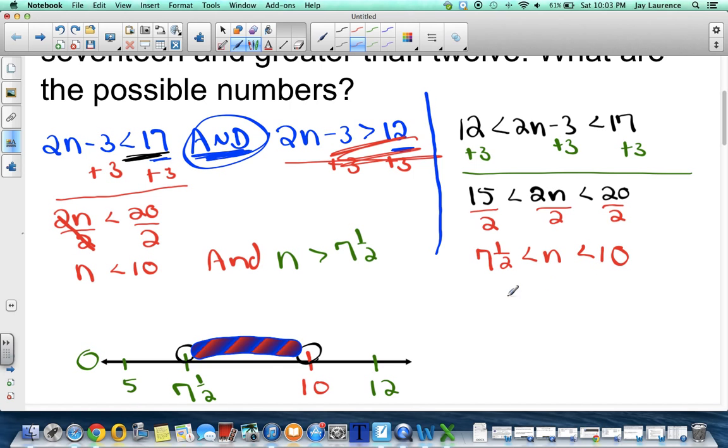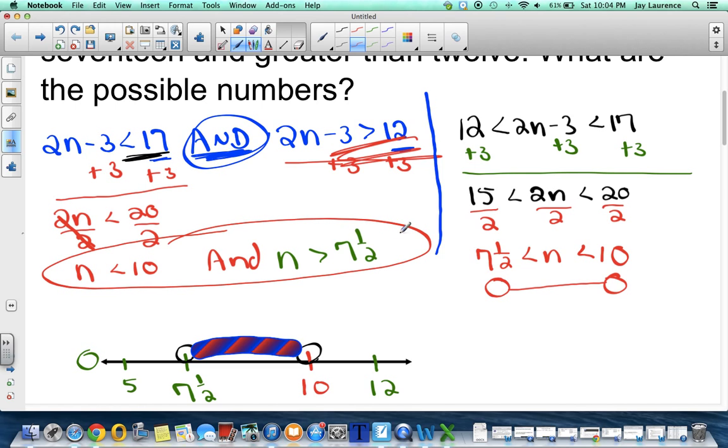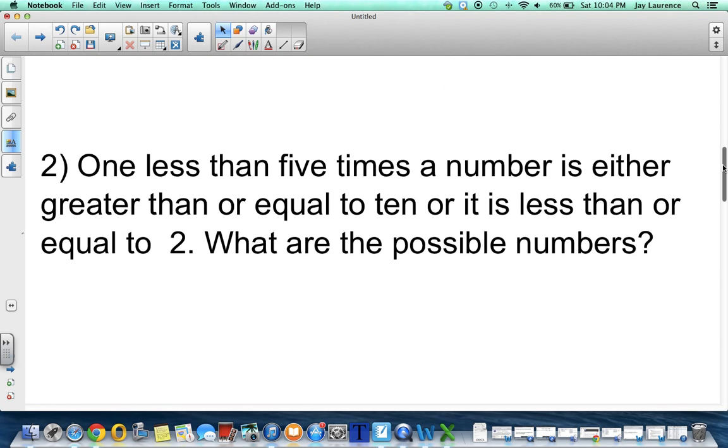I think I like this way so much better because it looks like this picture to me, where these are the endpoints, and then all the numbers in between are the solution. Okay? But again, there's nothing wrong with doing it this way. Just remember that ands will look like that. All right, let's go down to number 2.